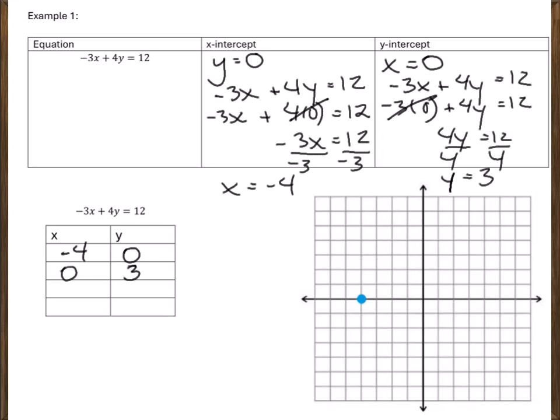So let's plot the point 0, 3. That's the point right here. And then if we're clever, we can again use technology or a pencil and a ruler to generate that line connecting those 2 points. And it's as simple as that.